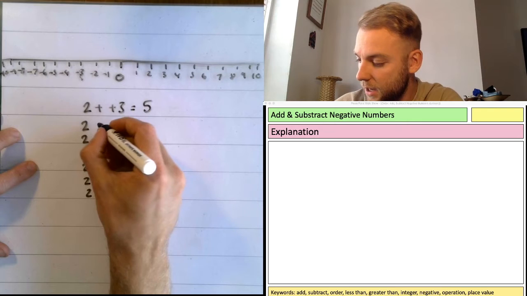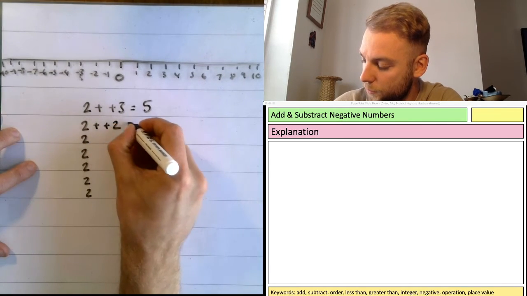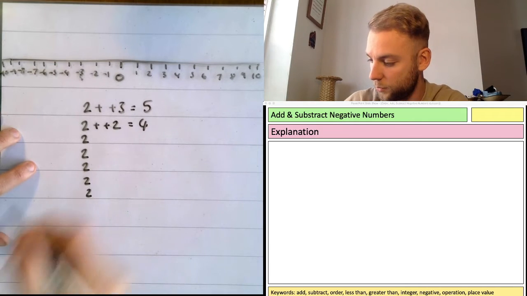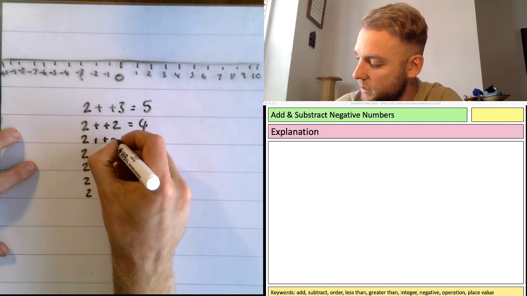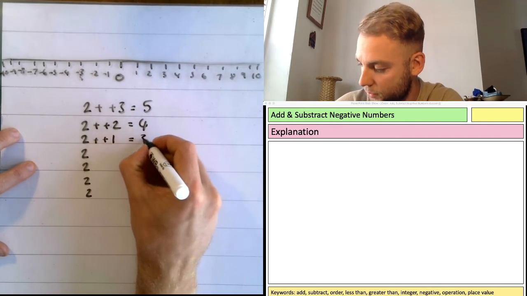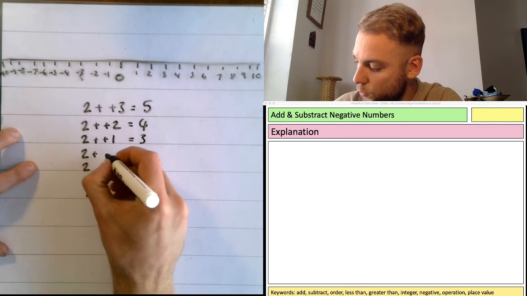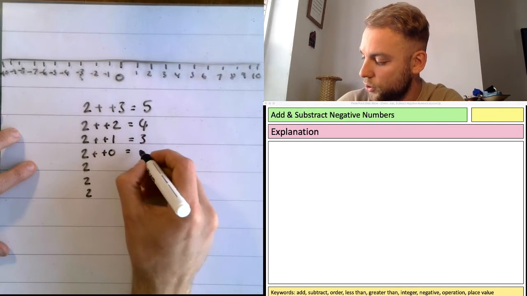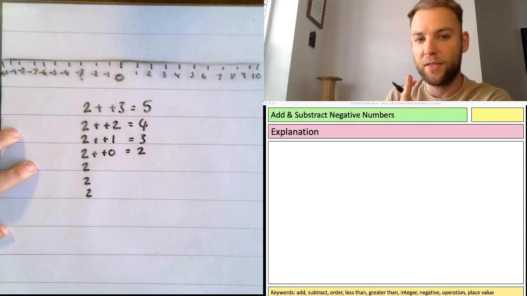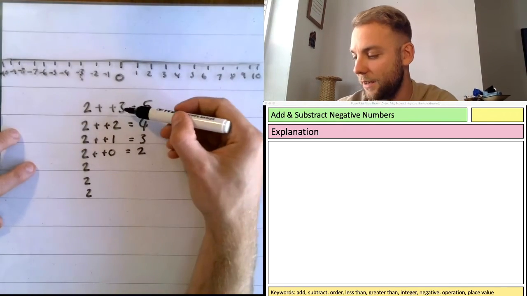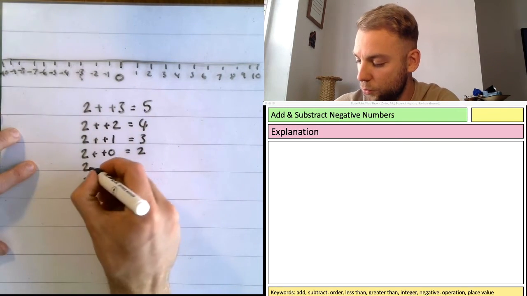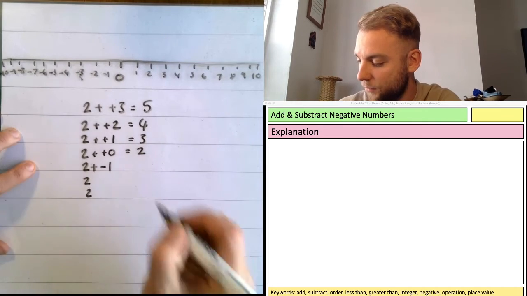We'll talk about that in a second. So now 2 plus 2 we know is 4. 2 plus positive 2 is 4. Brilliant. 2 plus positive 1 is equal to 3. We know that. 2 plus 0 is equal to 2. Now, this is where things are going to get a little bit different. Notice the pattern here. I've got 3, 2, 1, 0. I'm now going to do 2 plus negative 1.